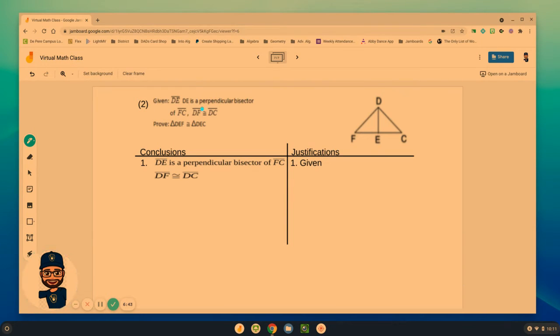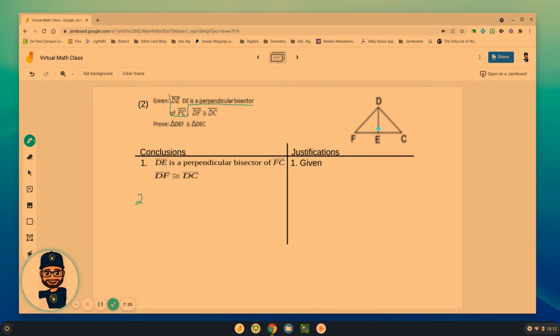So we're given that DE is a perpendicular bisector of FC, and that DF is congruent to DC, and we're trying to prove two triangles congruent. So I've copied down the given, and I've written the word given over here, and now we've got to go to step 2. The clue is that they tell you something up here, that DE is a perpendicular bisector of FC. So that means we need to define what that gives us.